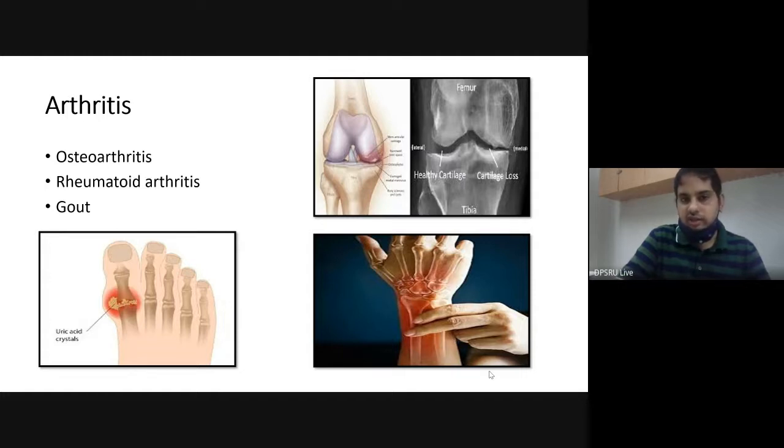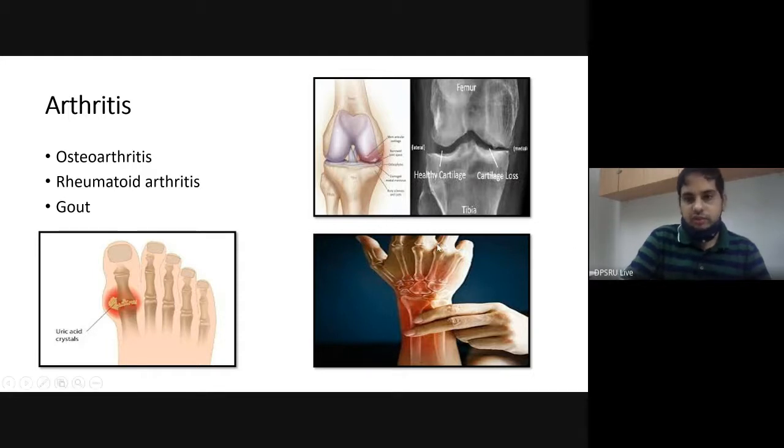So arthritis, itis means inflammation. So it's an inflammation of the joints. And in arthritis there is osteoarthritis, rheumatoid arthritis, and gout arthritis. So these are the different types of arthritis, and there is a different reason for each arthritis. So you can see in these figures, one figure is of osteoarthritis, another figure shows rheumatoid arthritis, and one is describing gout.